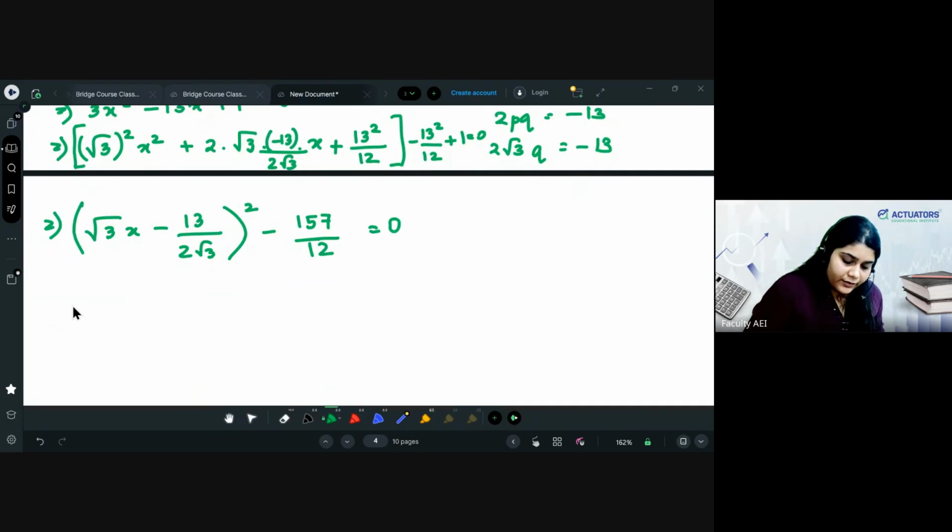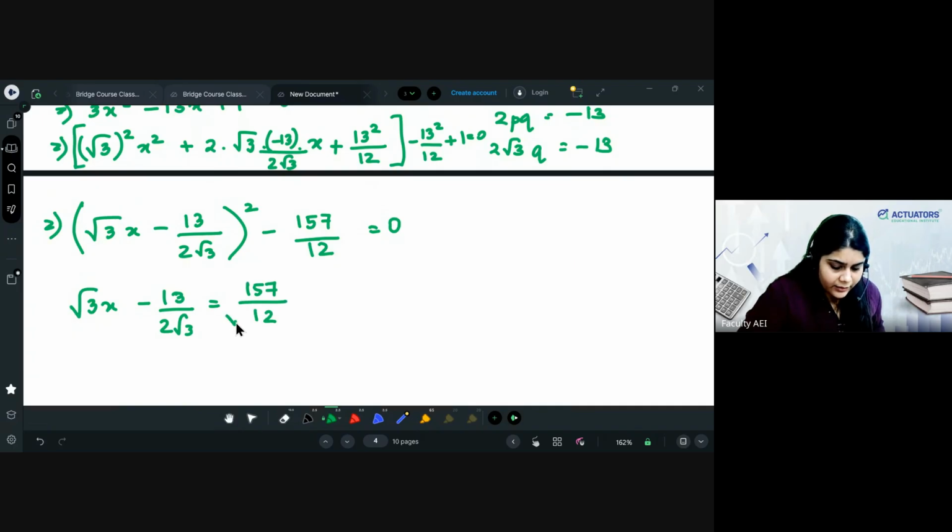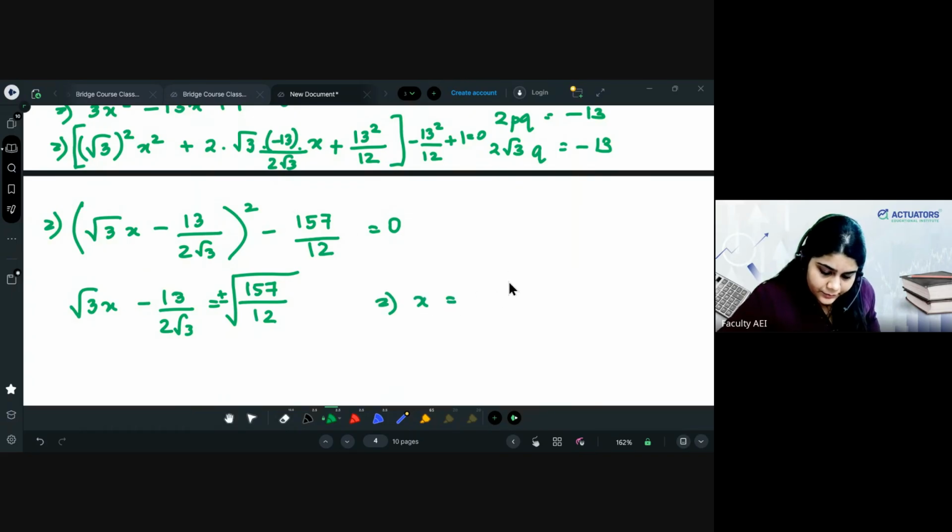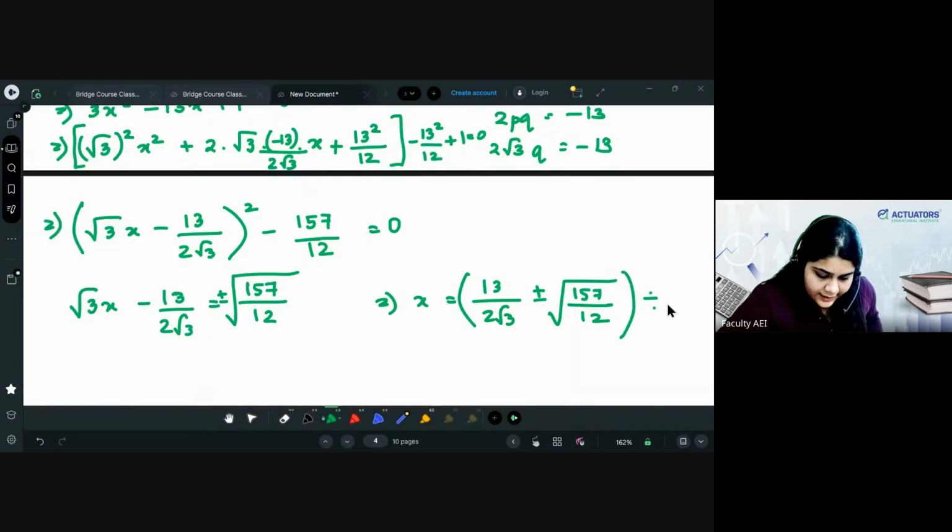Now if we try solving for x, √3x minus 13 by 2√3 is equal to the square root of 157 by 12, plus minus. So x is equal to 13 by 2√3 plus minus, and whole divided by √3. ये वाला √3 जाएगा उस तरफ.